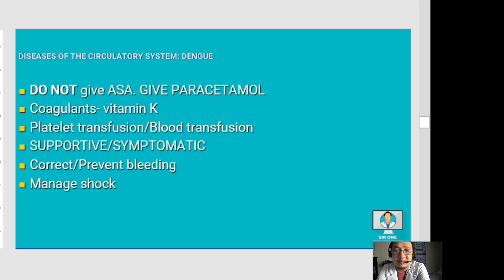Okay, so give paracetamol. And if there are signs of bleeding, you anticipate that vitamin K or coagulants will be ordered and administered. For larger amounts of blood loss, transfusion may be indicated, but generally there's no drug of choice, and supportive symptomatic care is usually the regimen. One additional emphasis is to prevent bleeding or correct bleeding if it's already happening, and manage shock or prevent shock from happening.